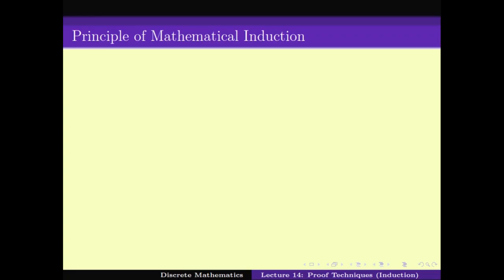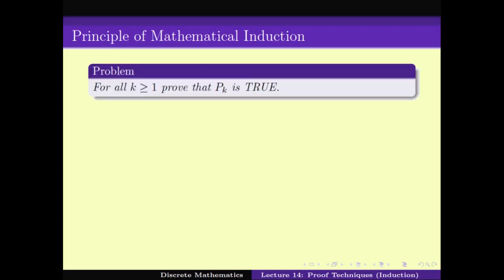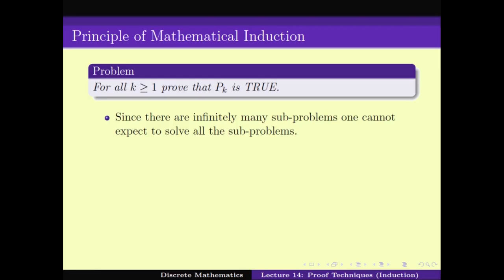Now, what do I do after that? I cannot just prove all the different Pk's. For example, if I have to prove that for all k greater than or equal to 1, Pk is true, there are infinitely many subproblems and one cannot expect to solve all the subproblems. So how do we go about it?